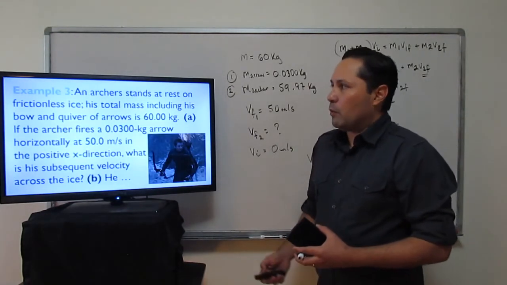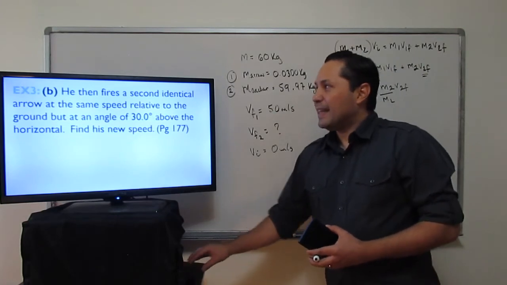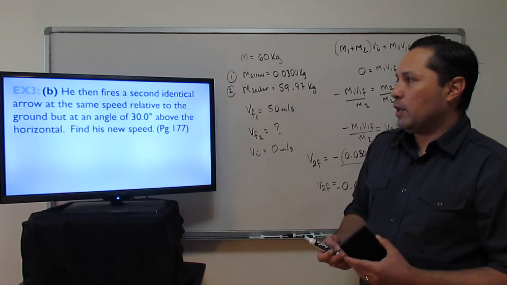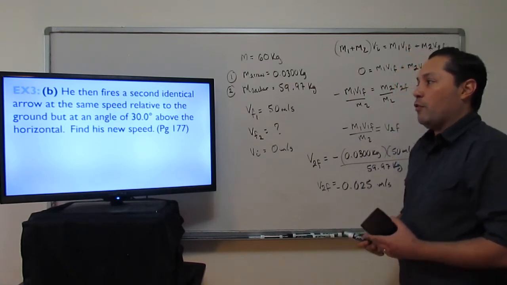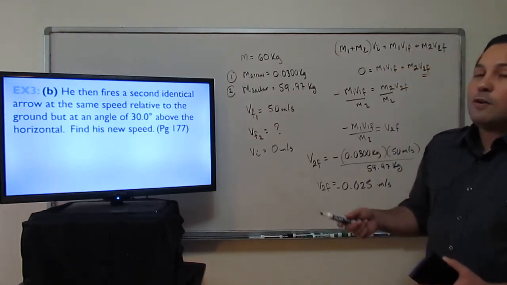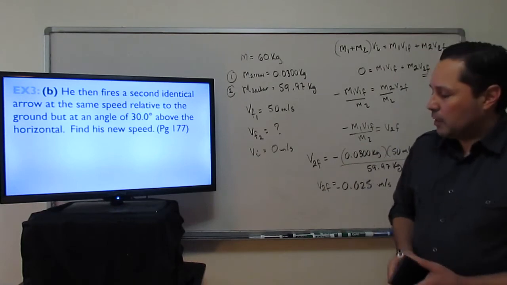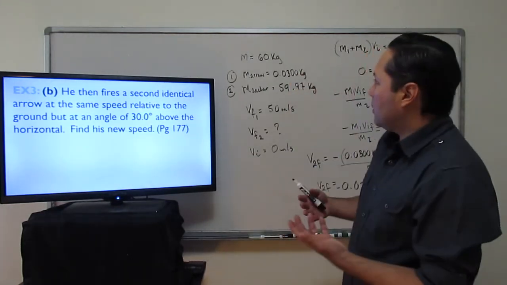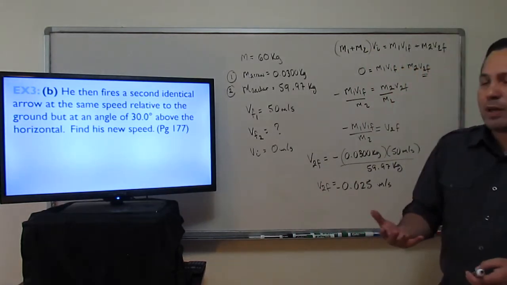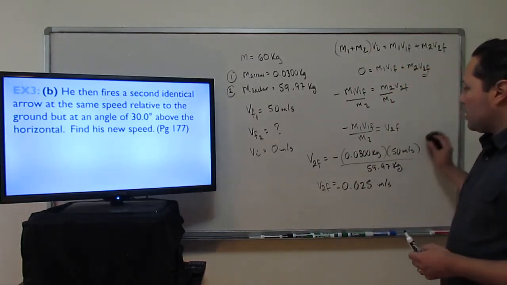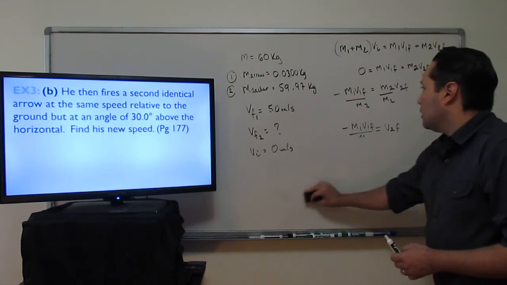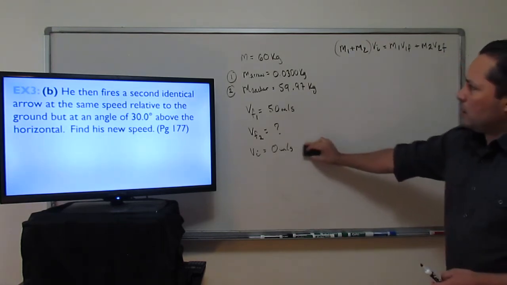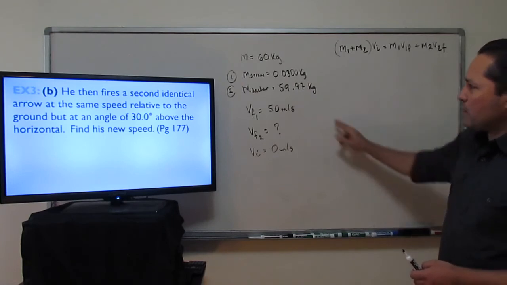Alright, in part B we're asked, he then fires a second identical arrow at the same speed relative to the ground, but at an angle of 30 degrees above the horizontal. Find his new speed. So we have a second identical arrow that he's firing, so the mass of the arrow stays the same. We're going to assume that the velocity of the arrow remains the same, but this time it's at an angle of 30 degrees.